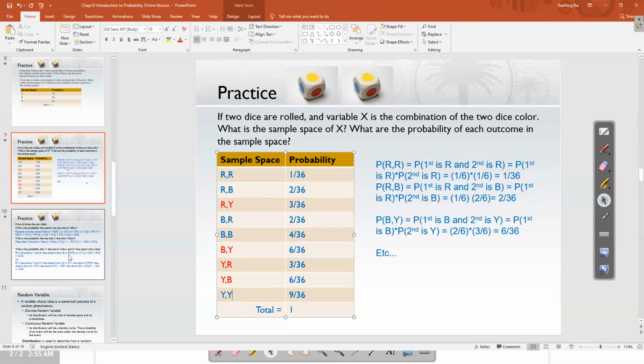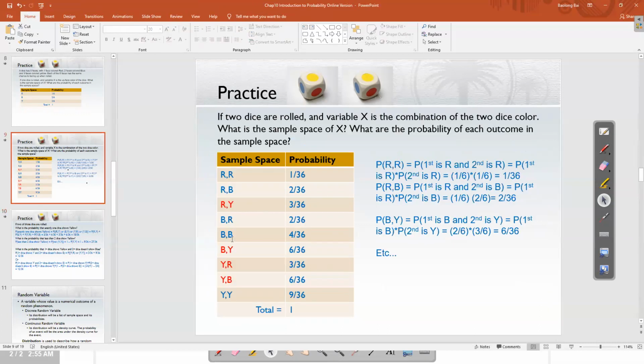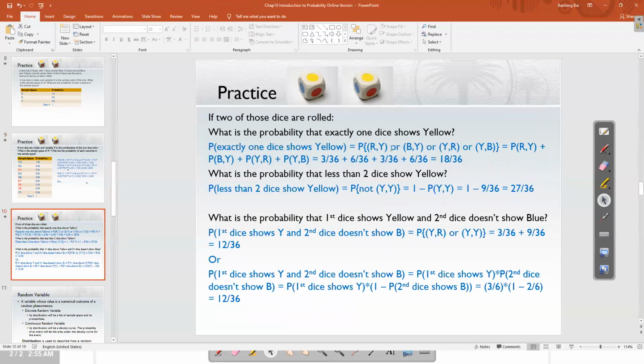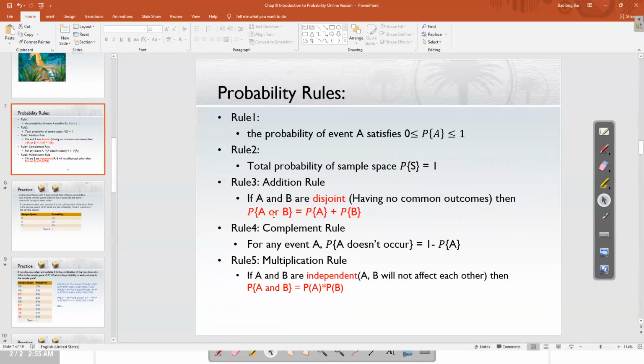So then the probability of exactly 1 die being yellow will be red-yellow, blue-yellow, yellow-red, yellow-blue, right? That's the 4 marked. But the thing you need to pay attention to is, is it supposed to be "or" or is it supposed to be "and"? So is it red-yellow, or blue-yellow, or red-yellow and blue-yellow? If you think about it, it should have been "or", right? And when it's "or", we use the addition rule, right? So we're going to use the addition rule for "or".